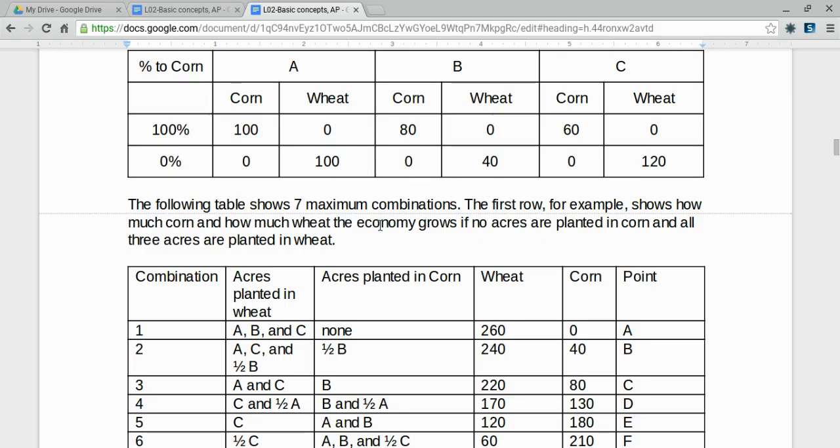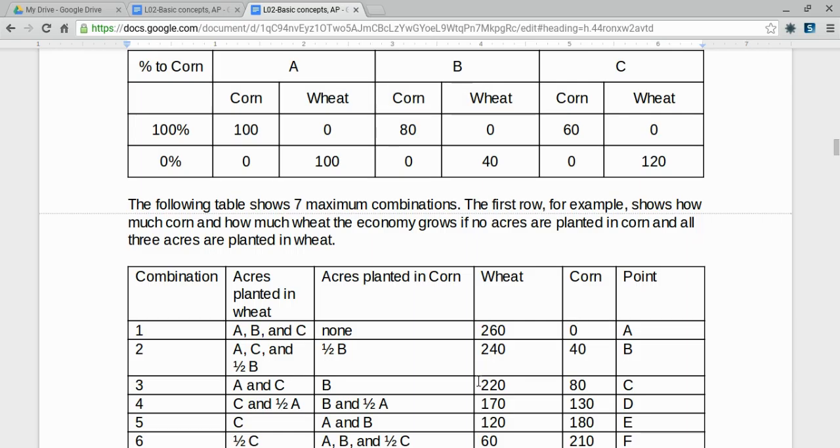The first row shows how much corn and how much wheat the economy grows if no acres are planted in corn and all 3 acres are planted in wheat. If all 3 acres are planted in wheat, we'll get 100 from A, 40 from B, and 120 from C, which gives us a grand total of 260 bushels of wheat and 0 bushels of corn.